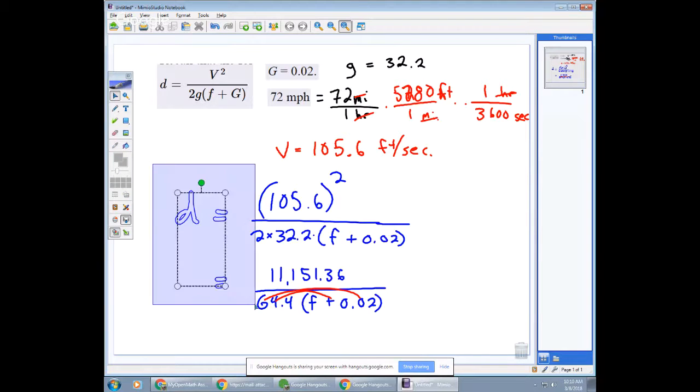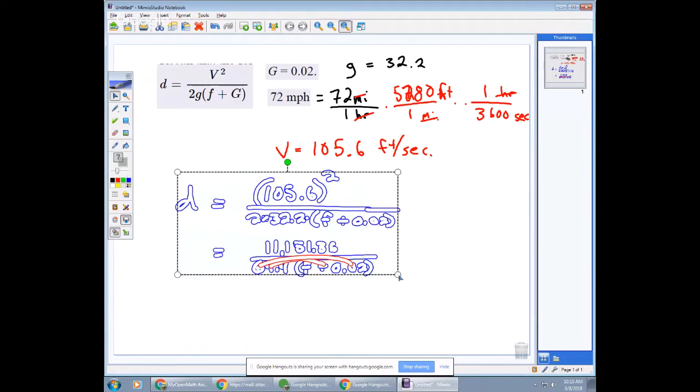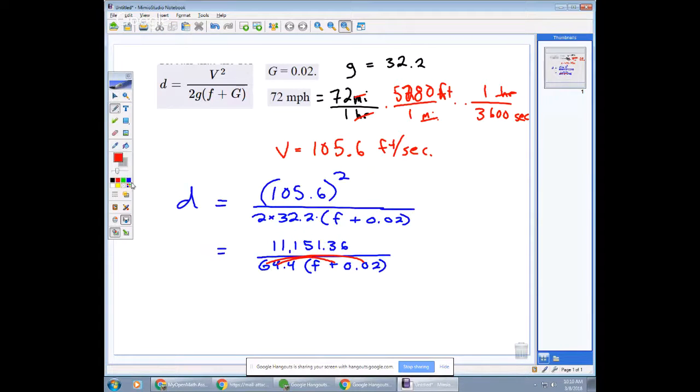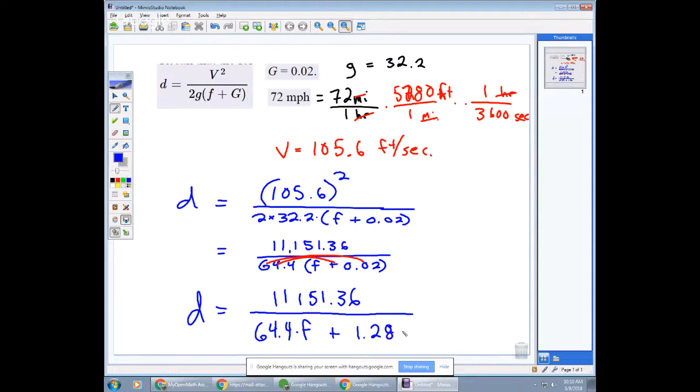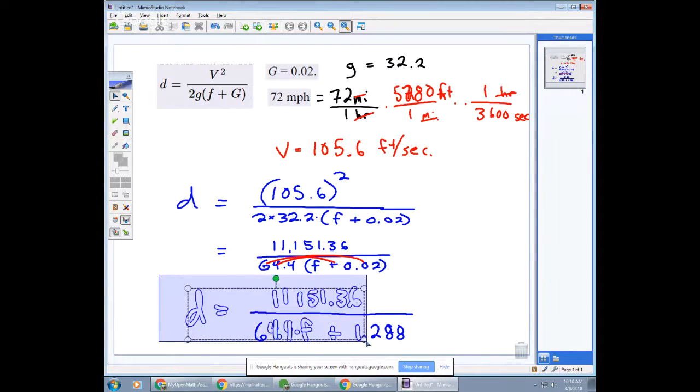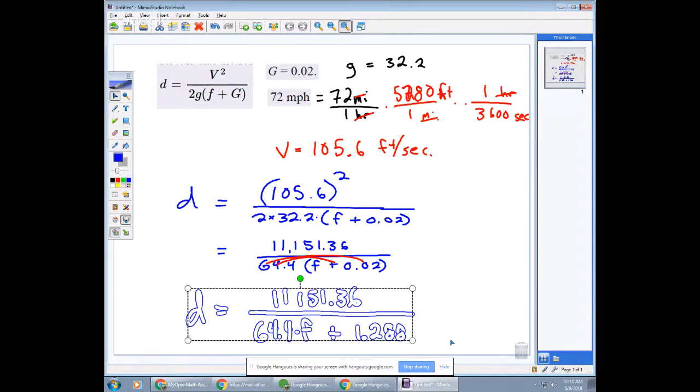Let me condense this so I can fit it. So I think that D is equal to 11,151.36. Did I get that right, Colt? Okay. And then the bottom, I'll have 64.4 times F plus whatever 1.288. All right, so that's our formula that we're applying to the next part of this problem. So let me copy that to the next screen. So I need that to answer question 3.